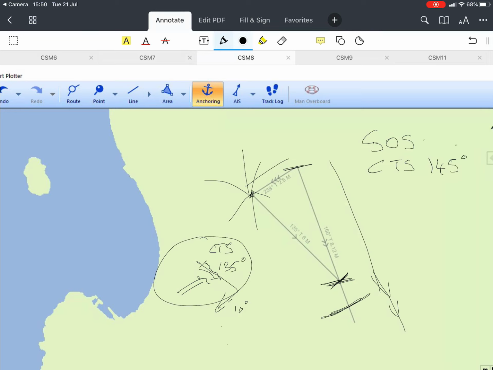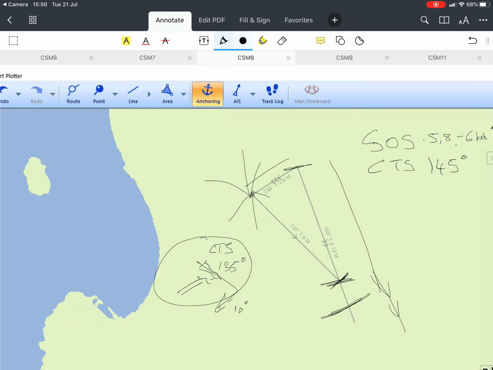Our speed made good, our expected speed, is going to be around about 5.8, maybe 5.9, so anywhere between 5.8 and 6 knots. Okay.